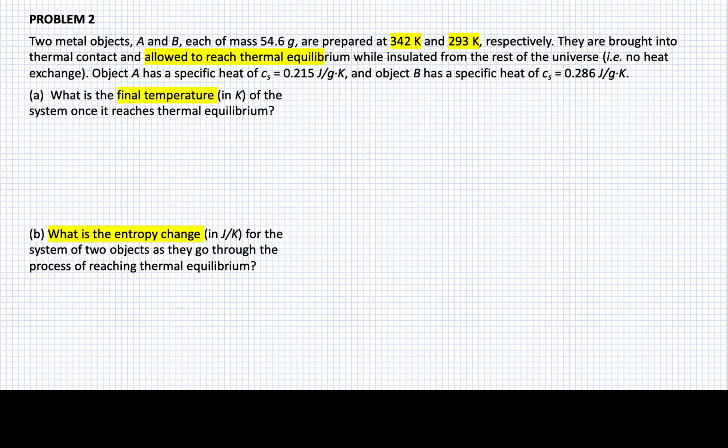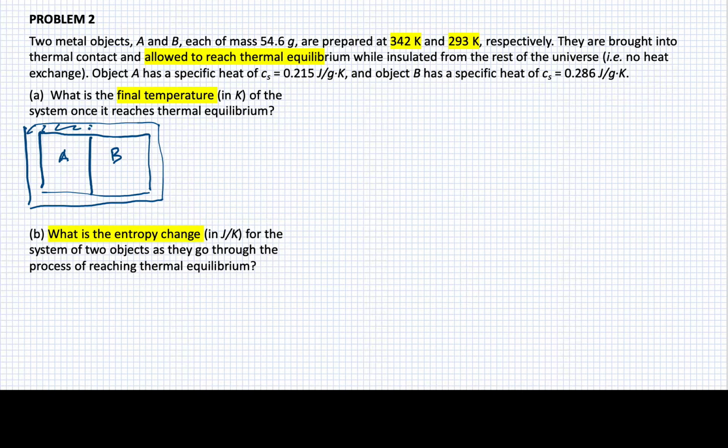In this case, we're doing another thermal equilibrium problem. So we have two objects, A and B. I'm going to use my standard diagram for thermal equilibrium stuff. Here's object A, here's object B. They're metals, and they're going to be insulated from their surroundings, so we can't have any heat exchange with these two metal objects.